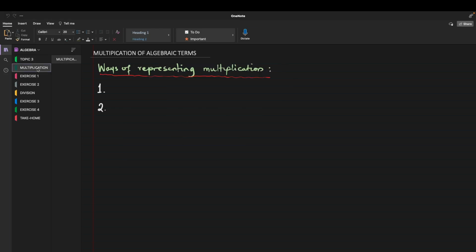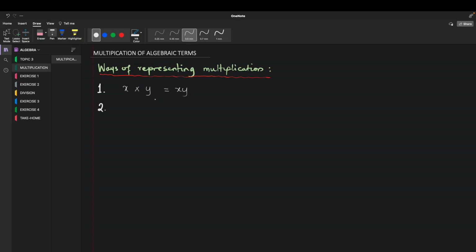So the two ways of representing multiplication in algebra. The first one is the use of the multiplication sign, and x times y, that would be equal to xy. Alternatively, you could use a dot to represent times or the multiplication sign, but that's also the exact same thing as when you use the multiplication sign cross.